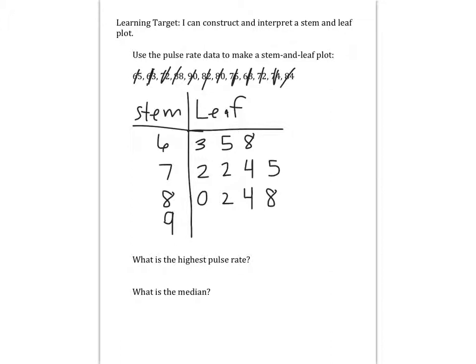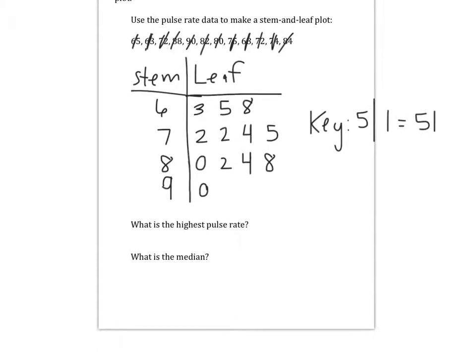Now with this plot, I have to make sure I include a key. A key tells the reader how to read this graph. So I'll write key, and then if I have 5-1, that really represents 51. I could give any example that I want to represent how you read a stem and leaf plot. You just have to tell the reader, number dash another number represents that number together. So 5-1 represents 51.